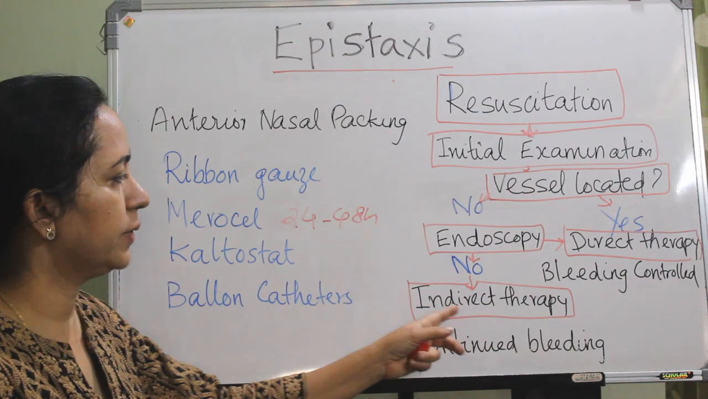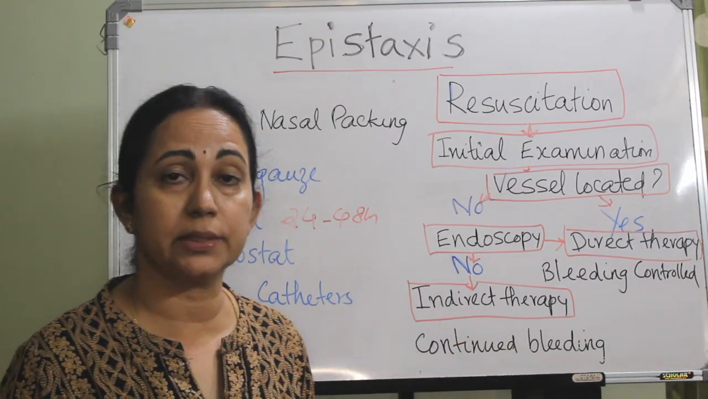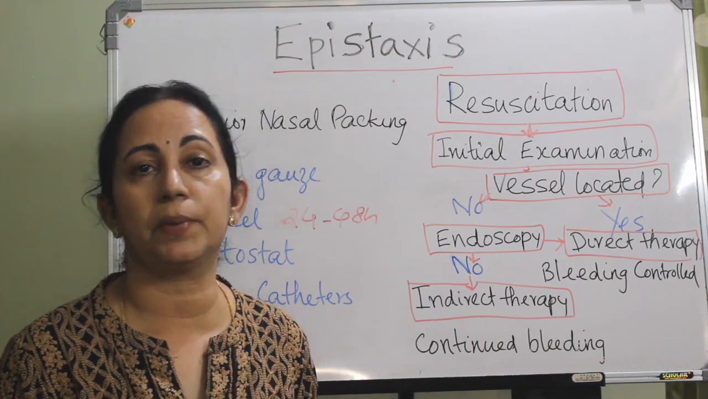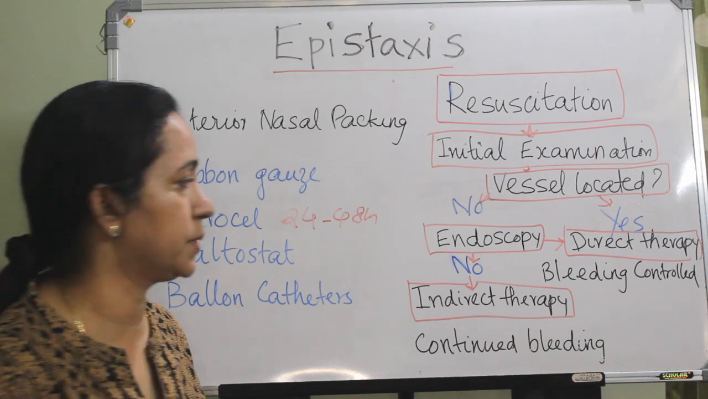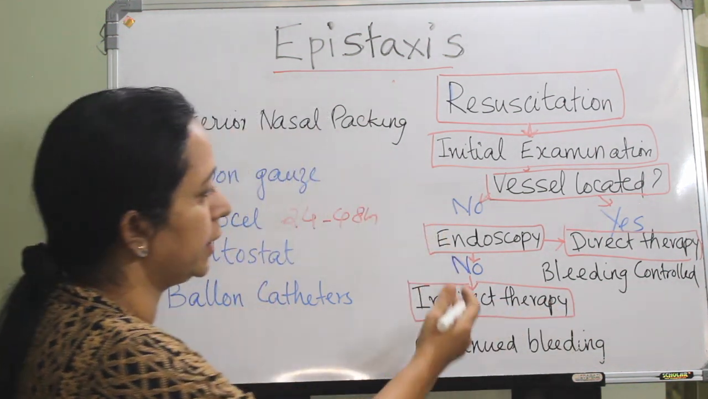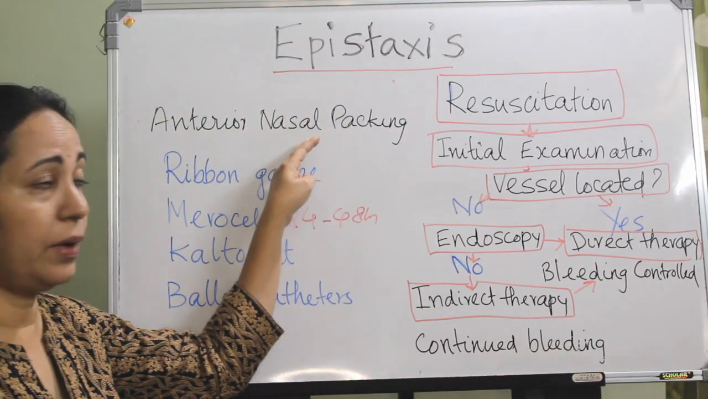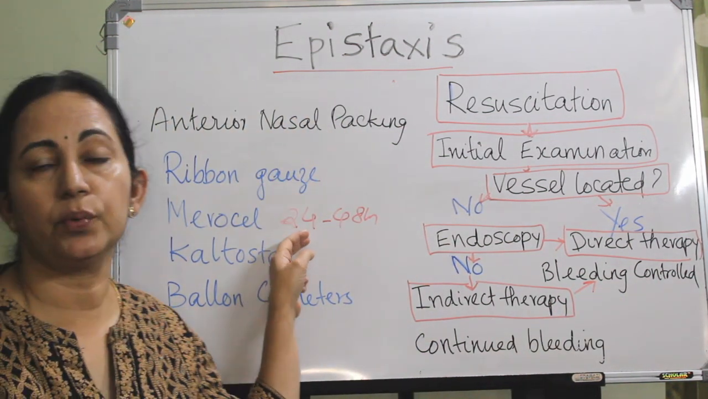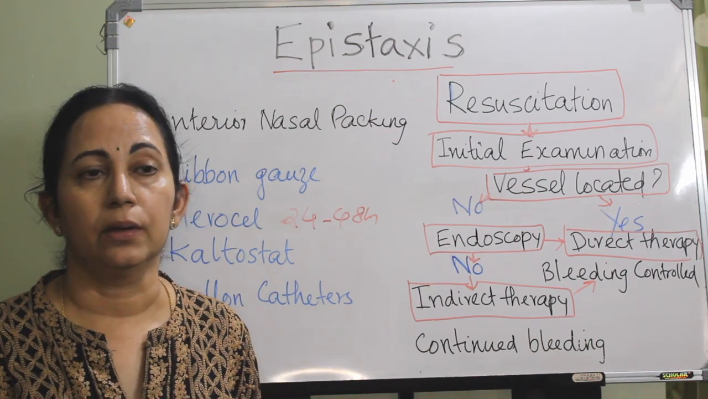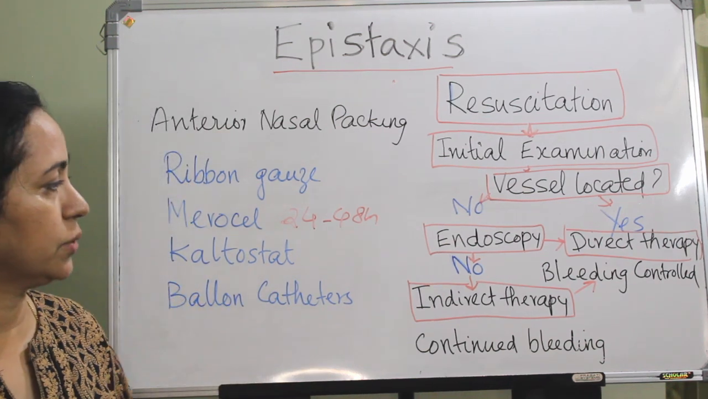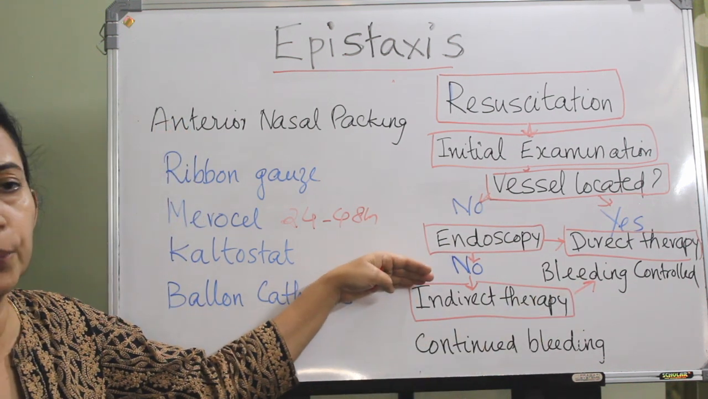Okay. And with indirect therapy, if you have located the bleeding point and it is cauterized, you can discharge the patient on the same day after around 2 to 3 hours of observation. So after doing an anterior nasal packing, if the bleeding is controlled, keep the pack for 24 to 48 hours, or if the bleeding is already controlled with the cauterization, you can discharge the patient on the same day.